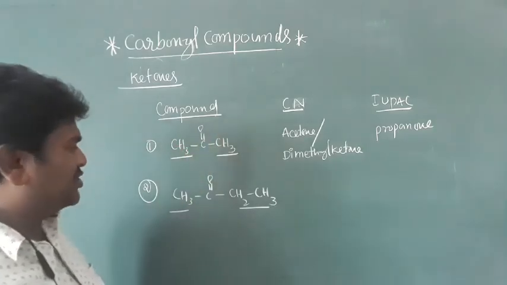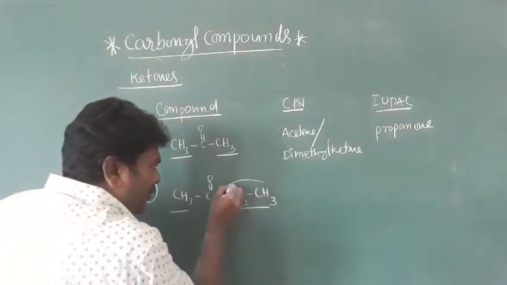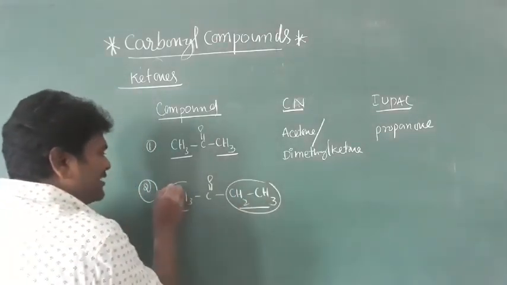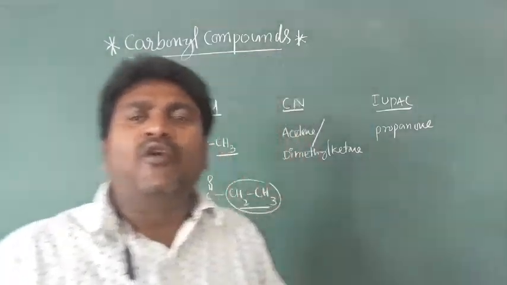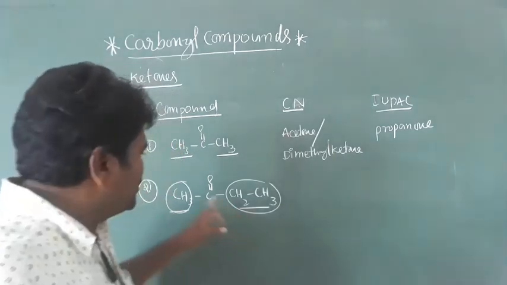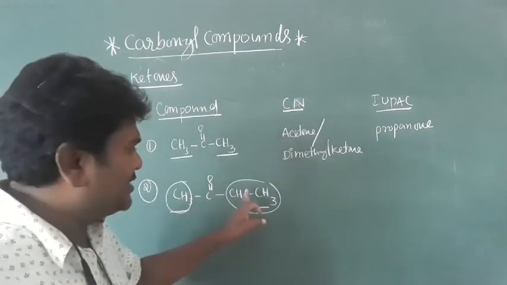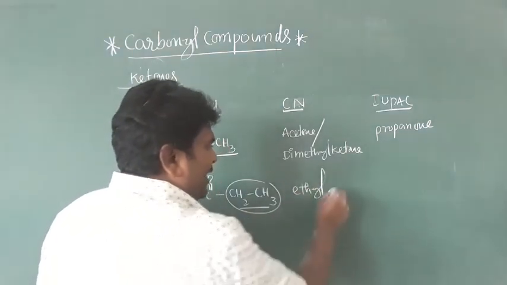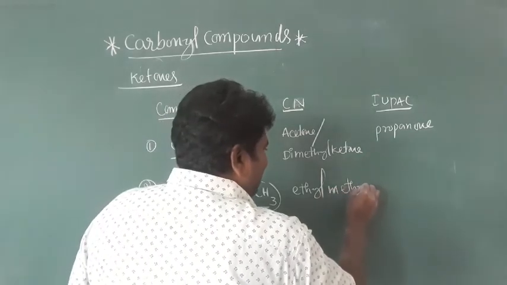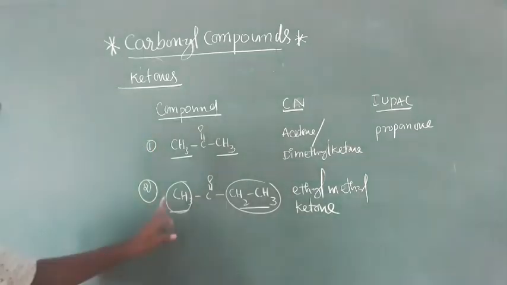It is very important. In this case, we write this group as an ethyl group and this as a methyl group. If two alkyl groups are present, we follow alphabetical order: methyl, ethyl. Which one comes first alphabetically? Ethyl. So it is ethyl methyl ketone. It is very important. Ethyl methyl ketone. What is the IUPAC name?